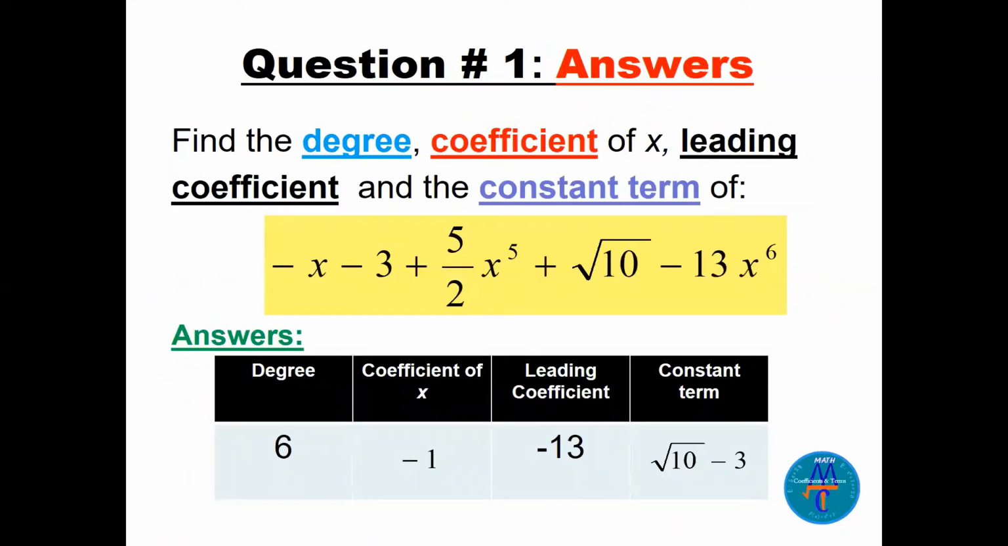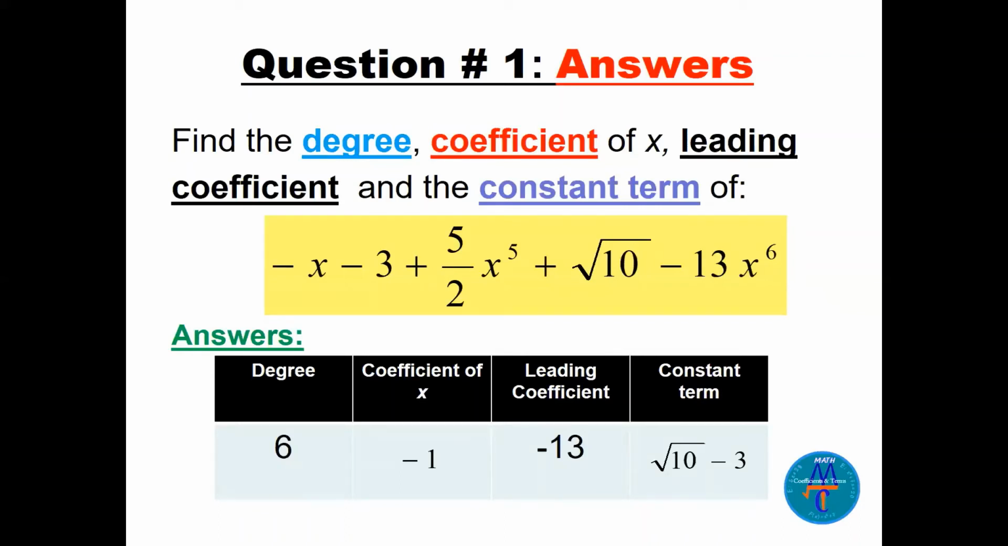Let's see example question number 1 here with answers. Okay, let's go. Look at this yellow stuff here. Can you read it, please? Minus x minus 3 plus 5 over 2x to the power 5 plus square root of 10 minus 13x to the power 6. First question, what is this? You should know now very clearly. What is this? You can say an expression, it's correct. Expression, we can have x, y, any powers. We can say also polynomial in x because we have the same variable x.